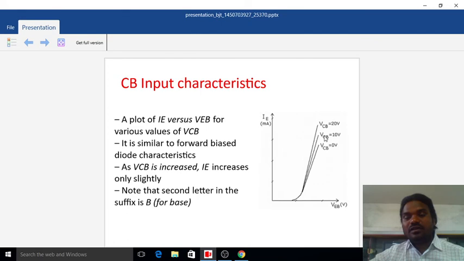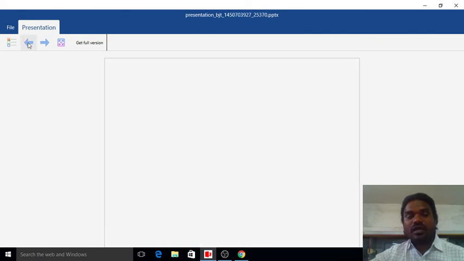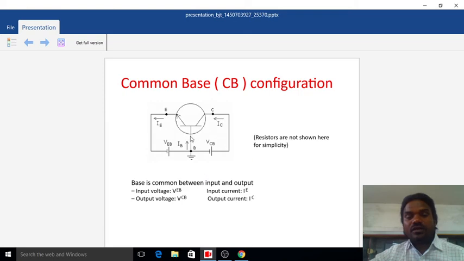Then the next case is that VCB increases to 10 volts. Earlier this VCB was 0, now this VCB is 10 volts. VCB is nothing but a reverse bias voltage. As the reverse bias voltage increases, the depletion layer across the collector base junction also increases.